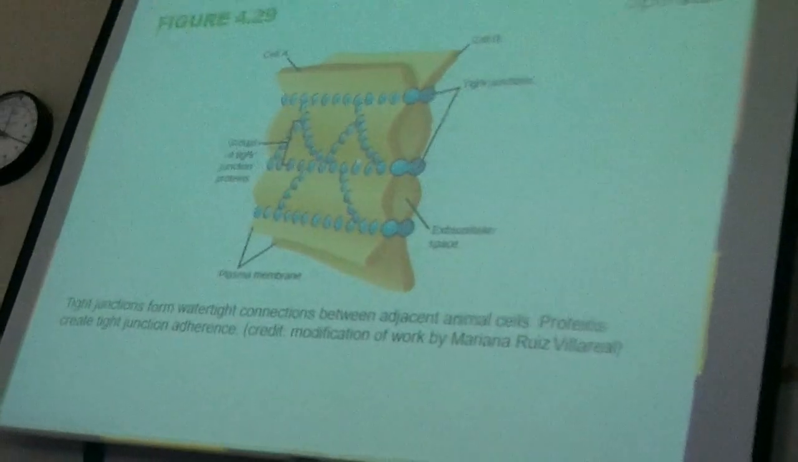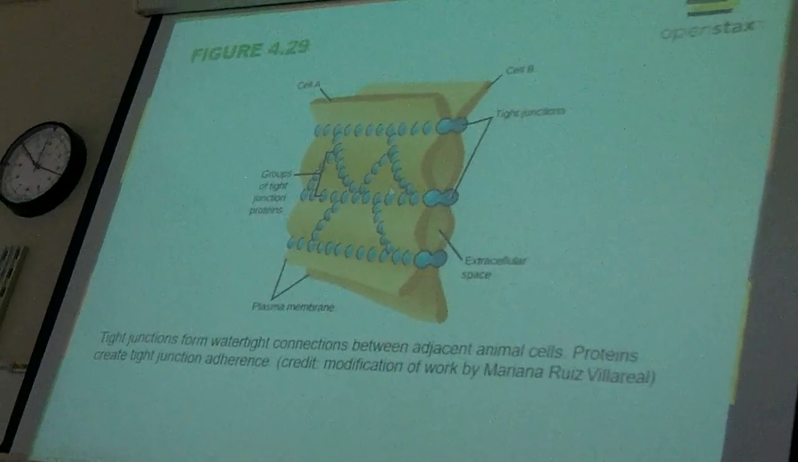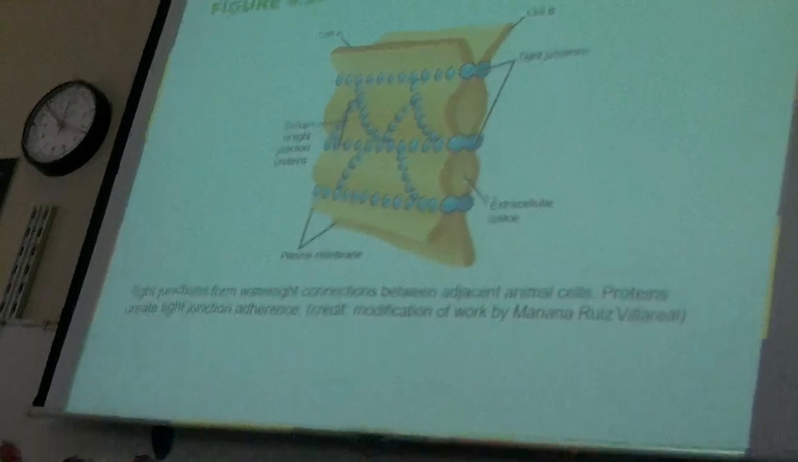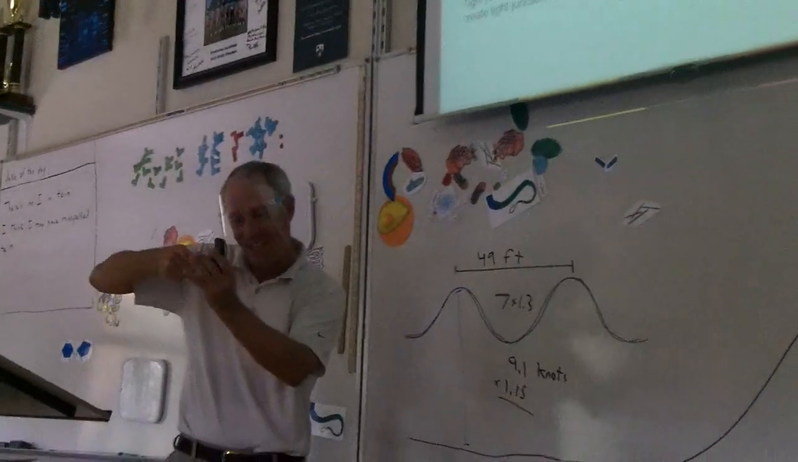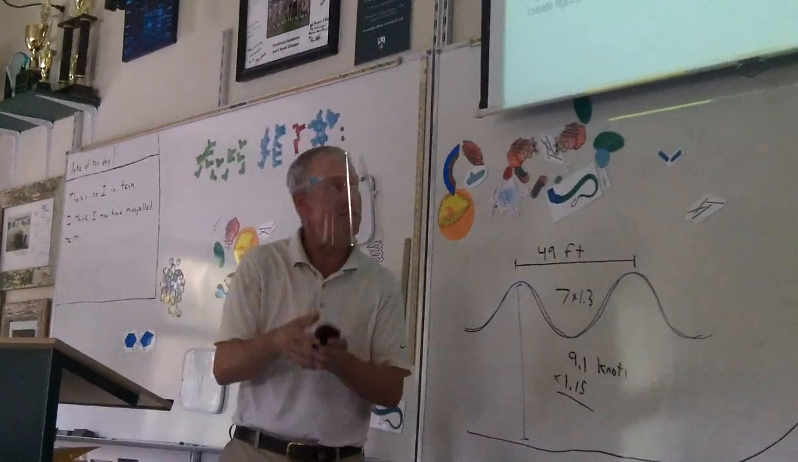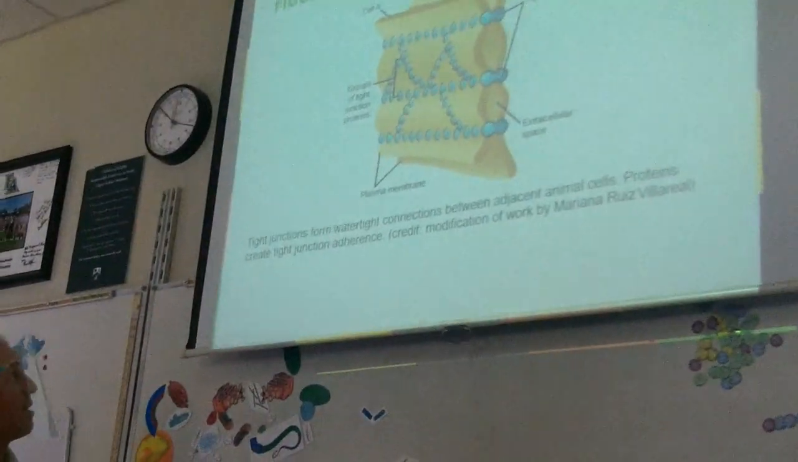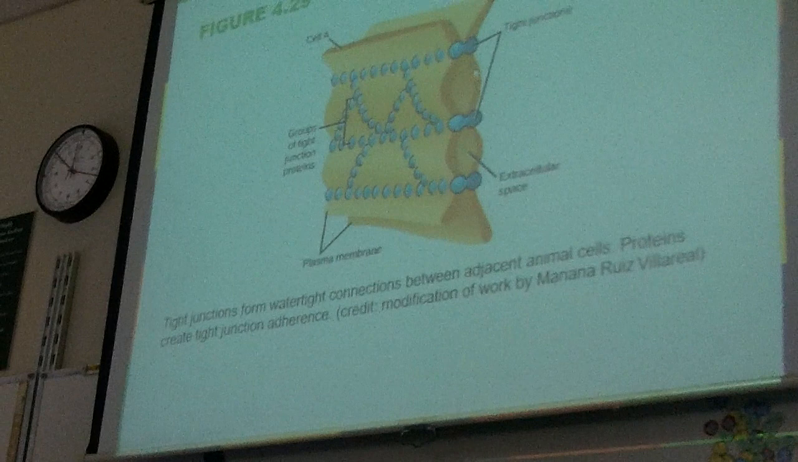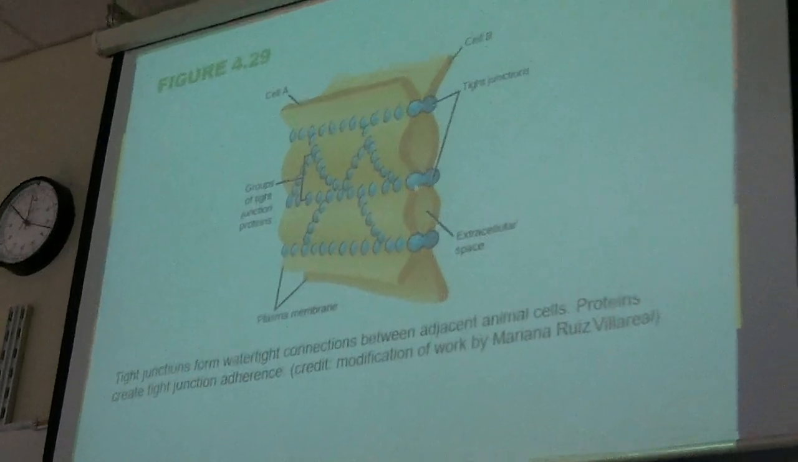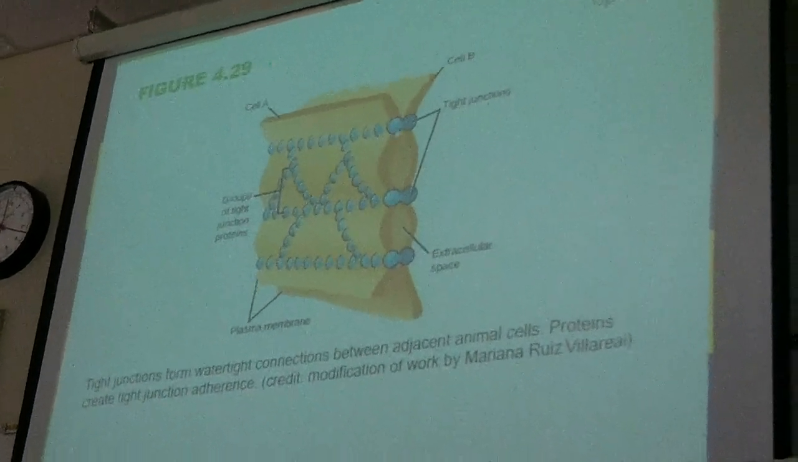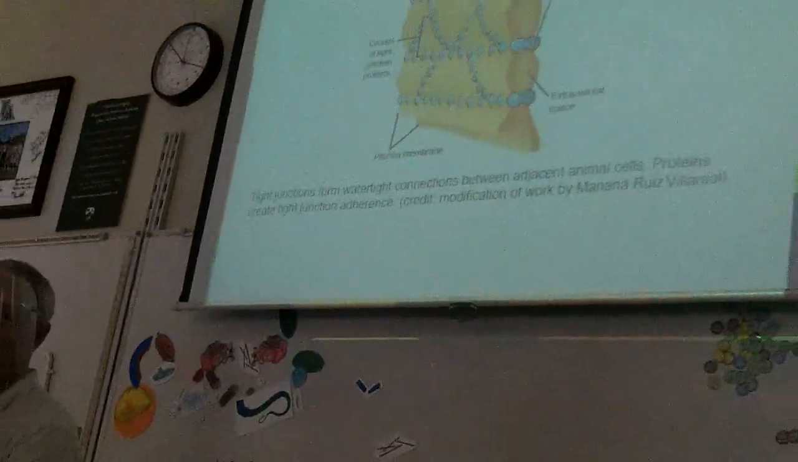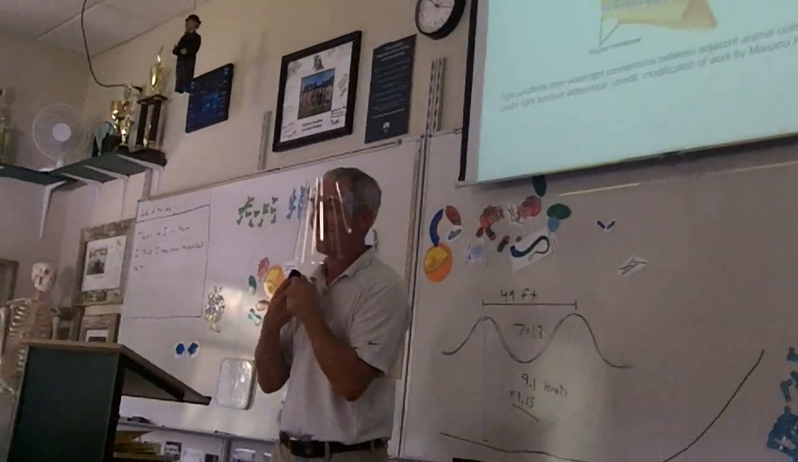Doesn't it look like a bunch of rivets somebody shot to join a board to another board? It's like there's a bunch of proteins sticking two cells together. Here's one cell on the left, here's another cell on the right. These tight junctions are proteins that join the two together. And you can imagine those two cells are tied together now. You're not going to get those apart very easily.